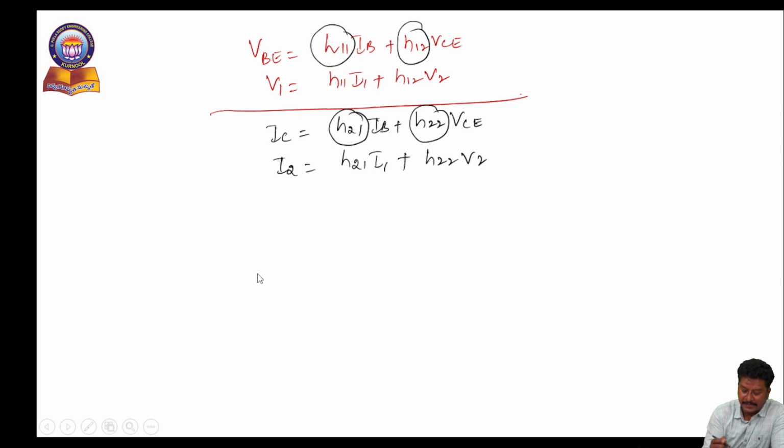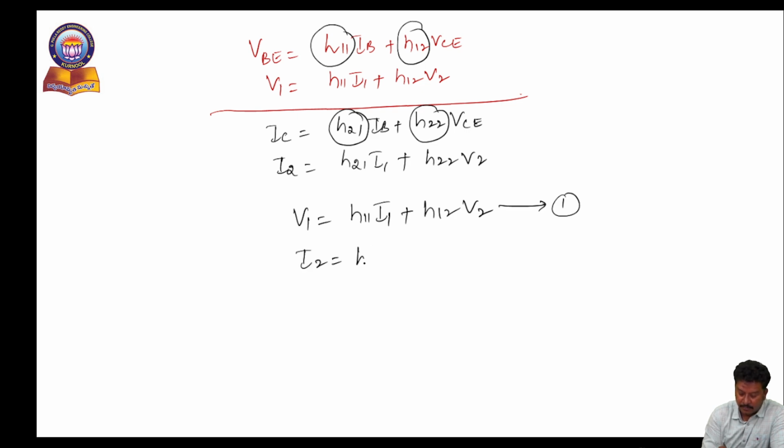In order to understand this, we apply the open circuited and short circuited conditions. First, I am trying to frame these equations mathematically. V1 is equal to H11 I1 plus H12 V2. This is equation 1. And I2 is equal to H21 I1 plus H22 V2. This is equation 2. So first, initially, I am applying the short circuited condition.